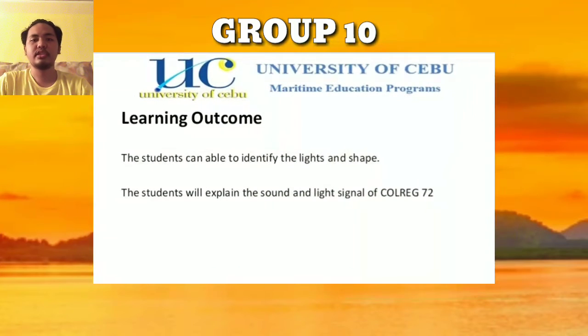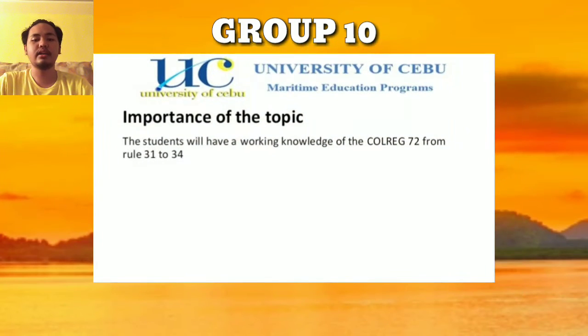On the next page is our learning outcome. The students will be able to identify the lights and shapes, and the students will explain the sound and light signals of COLREG 72. On the next slide is the importance of the topic. The students will have a working knowledge of the COLREG 72 from Rule 31 to Rule 34.